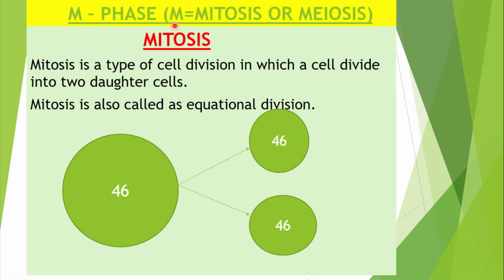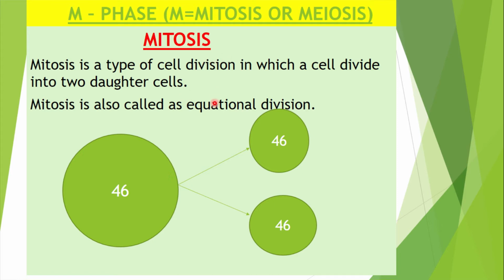M phase stands for mitosis or meiosis. Here we are studying mitosis first. Now see, what is mitosis? Mitosis is a type of cell division in which a single cell divides, or gives rise to two daughter cells.